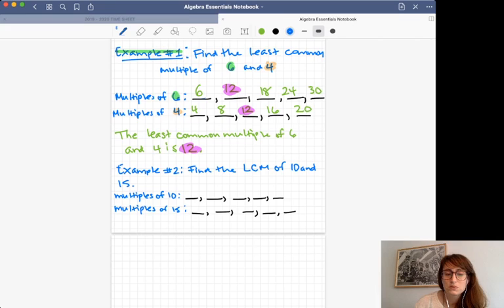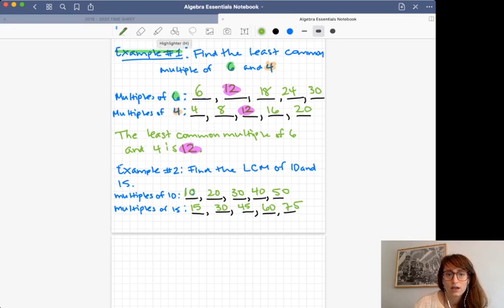So when I do my multiples of 10, I'm just counting by tens. 10, 20, 30, 40, 50. And then when I do 15s, this is where a multiplication table might come in handy because not all of us have our 15s memorized. So I would do 15, 30, 45, 60, 75. And the pattern is that I was adding 15 each time.